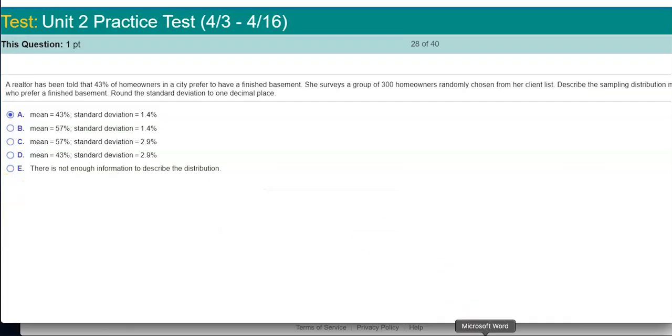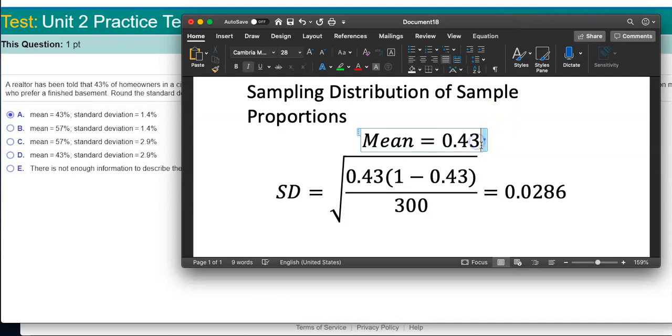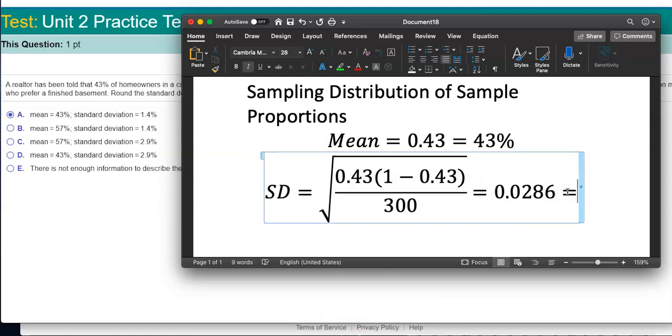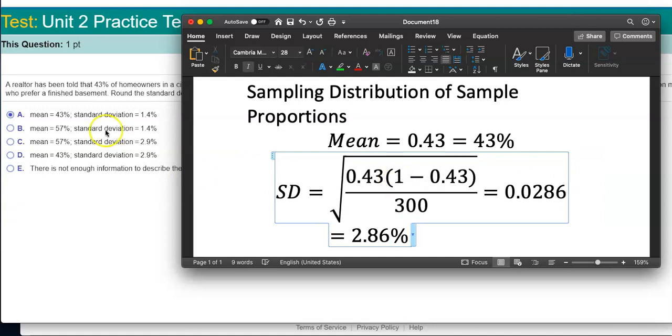So let's go back and pick the right one. Now they just converted these answers into percentage. So I can go ahead and say 0.43 is 43%. And this number, if I multiply by 100, that's going to be about 2.86%. So which one is saying that? Mean is 43%. Standard deviation is rounded up to 2.9%. I better just read the rounding carefully. So the answer should be D, mean of 43%, standard deviation of 2.9%.